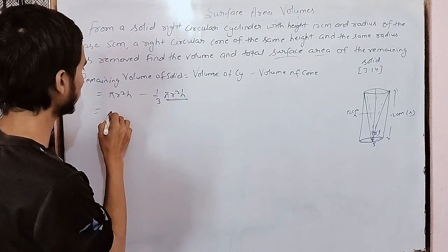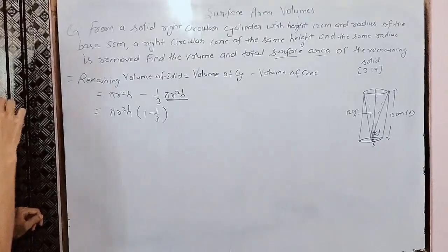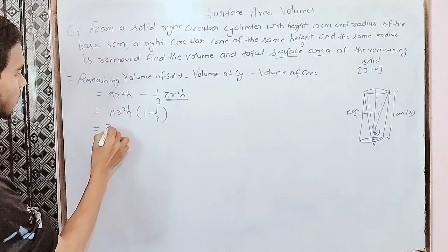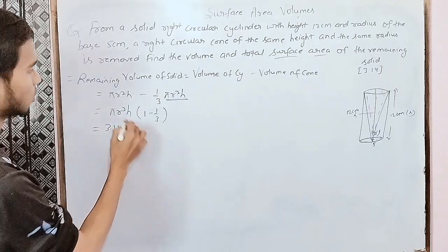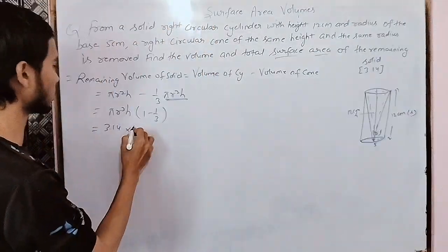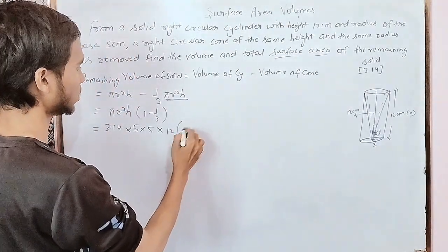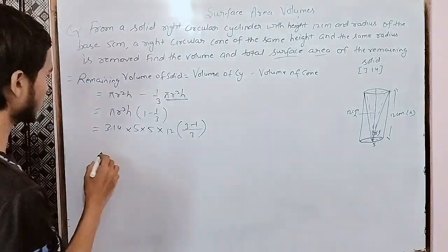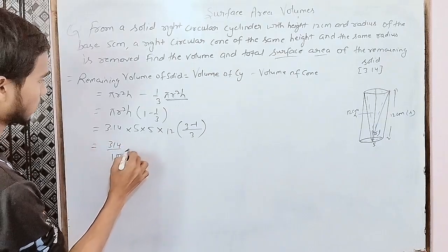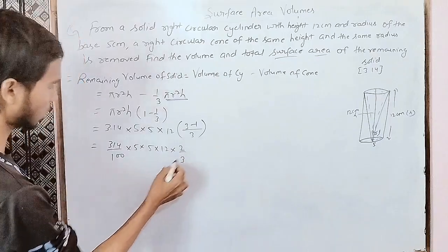So here you can take pi r square h times 1 minus 1 upon 3. Is that correct? Of course yes. 22 upon 7, r square h. R is 5, you already know. H is 12. So 22 upon 7 times 5 times 5 times 12 times 2 upon 3.